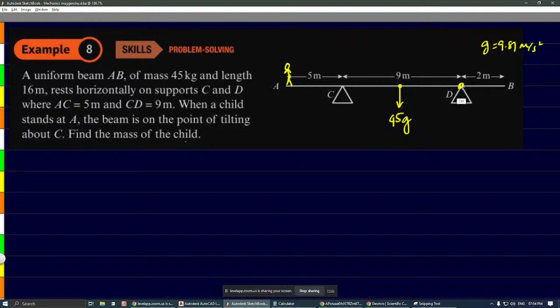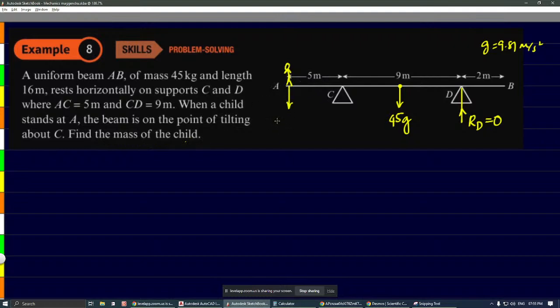So this point is not a hinged point. It is just a simple support. So when it is at the point of tilting, the reaction at D will become 0, no? Yes. At the point of tilting about point C. So find the mass of the child, he's asking.